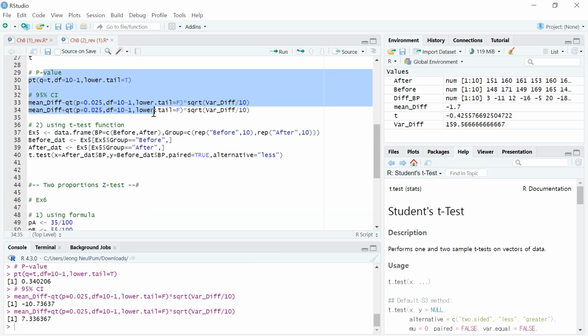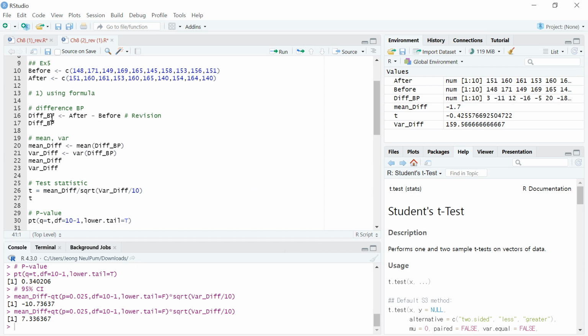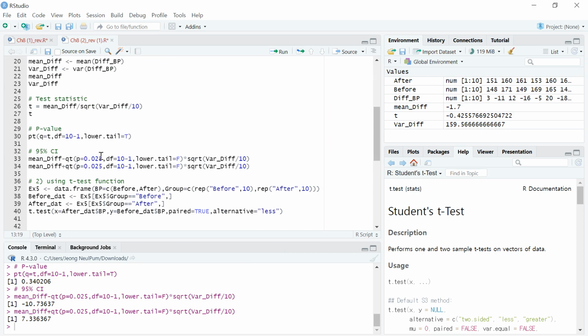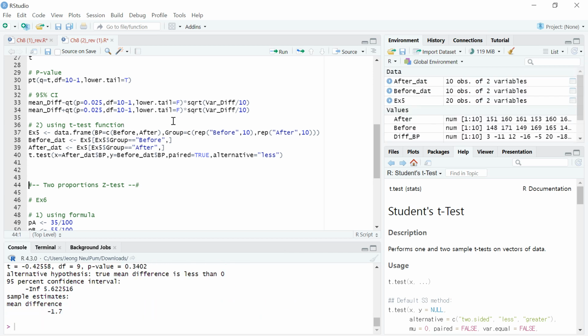So actually there is also the t-test function here. In this t-test function, there is also a paired option. After you set the paired option as true, you can use the t-test function even though you are dealing with a paired t-test. So just use it if you want to get the result more conveniently. You can see that it also gives the same result as the previous one.